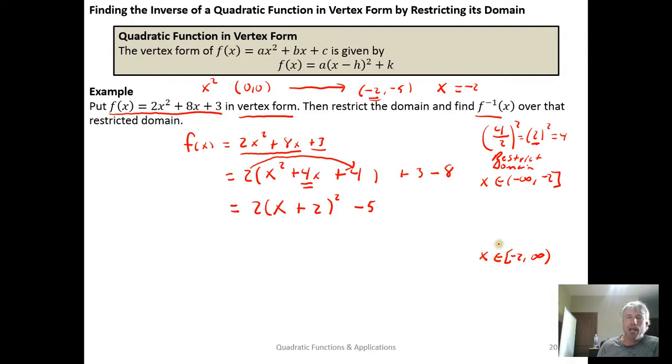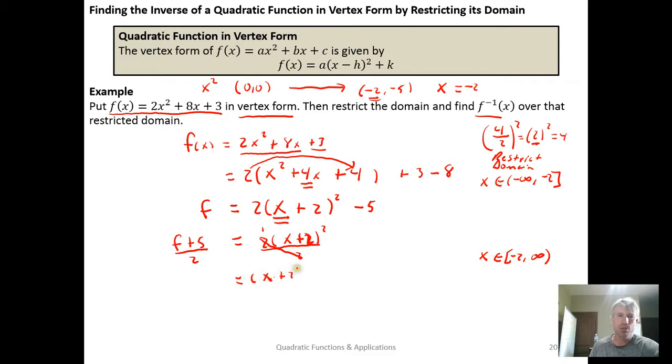Once I have restricted my domain, I can find an inverse function for each of these restricted domains. And so what we're going to do is use the vertex form, and we're going to solve the vertex form for x. Remember, when we want to find an inverse, we solve for the input variable. The input becomes the output, and the output variable becomes the new input variable. So fortunately, if we're in vertex form, it's easy to solve for x. We want to isolate the parentheses that contains the x. So first I'm going to add 5 to both sides. So I'm going to get f plus 5 equals 2 times x plus 2 quantity squared. And then we're going to divide both sides by 2. Divide by 2. 2 divided by 2 is 1. So now the x plus 2 squared has been isolated.